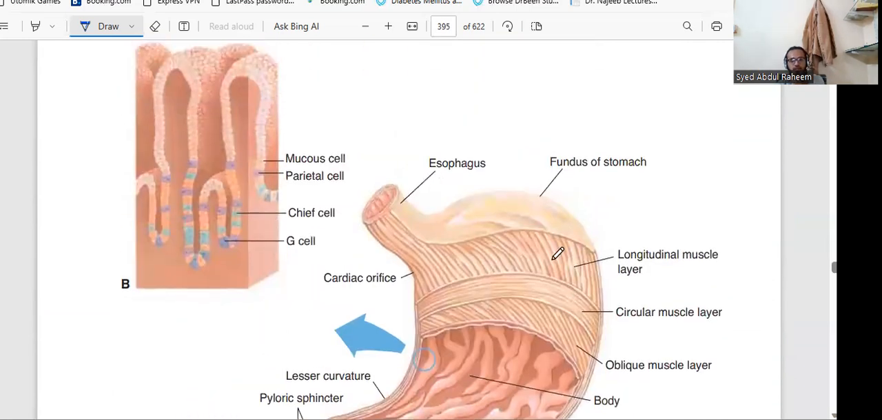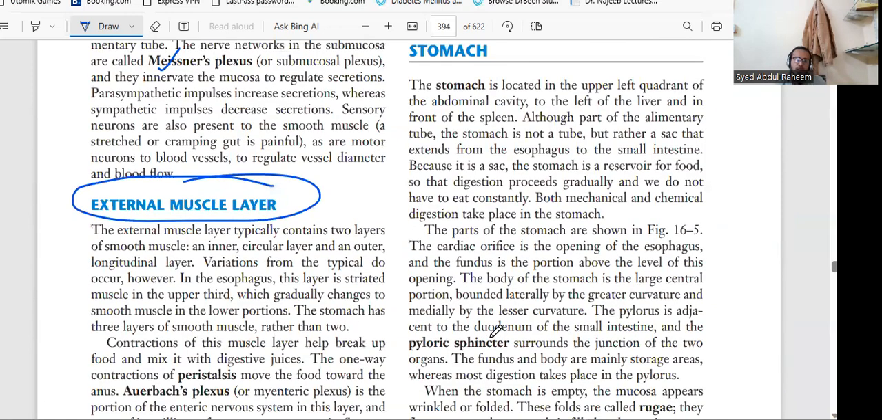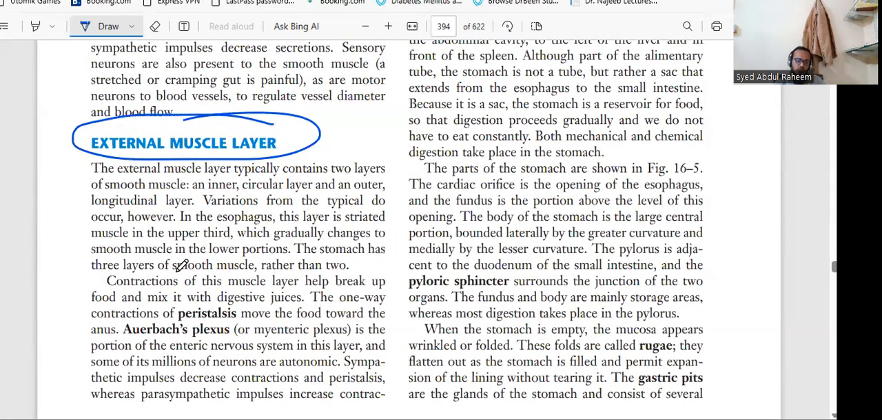You can see that these are the longitudinal muscles, these are the circular muscles, and the oblique muscles are the opposite. So we have two types of muscle layers, circular and longitudinal. Variations to the typical pattern do occur. In the esophagus, these layers are striated muscle in the upper third, which gradually changes to smooth muscle in the lower portion. The stomach has three layers of smooth muscle rather than two.